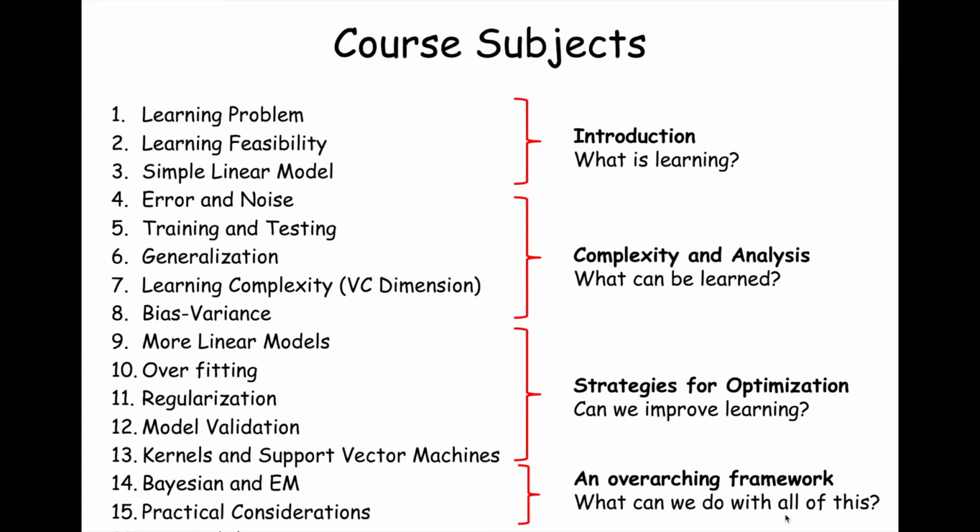The next few, 8 through 13, talks about strategies for optimization. Can we improve learning? Now, improve it can mean a bunch of things.